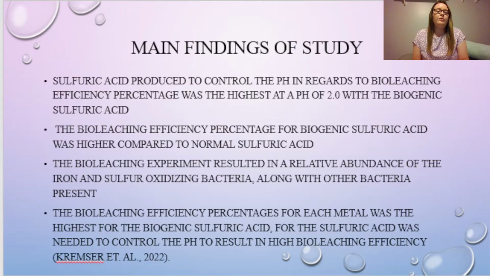And finally, the bioleaching efficiency percentages for each metal were the highest for specifically the biogenic sulfuric acid. The sulfuric acid was needed to control the pH to result in the high bioleaching efficiency. Again, we needed that sulfuric acid to stabilize our pH for that bacteria.